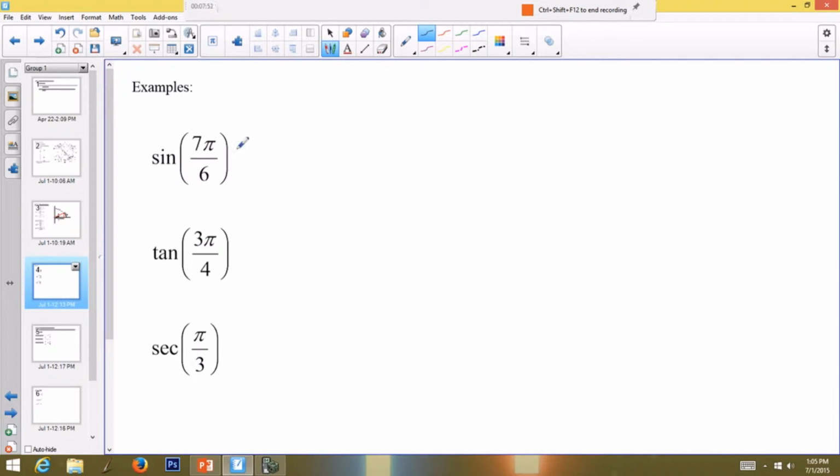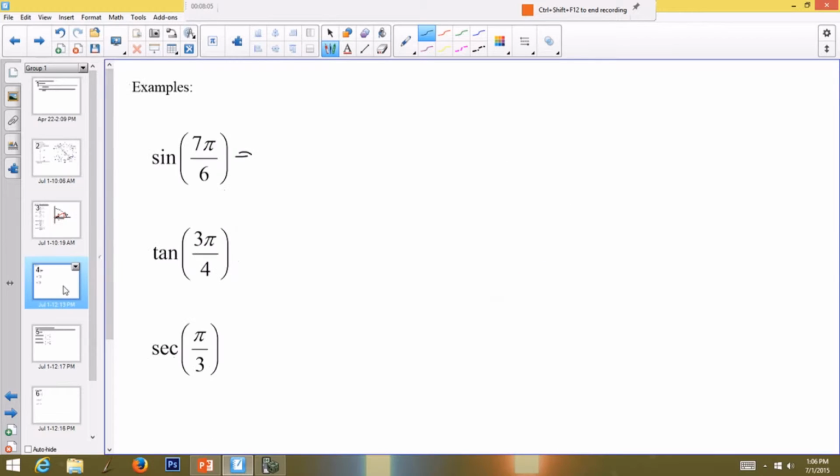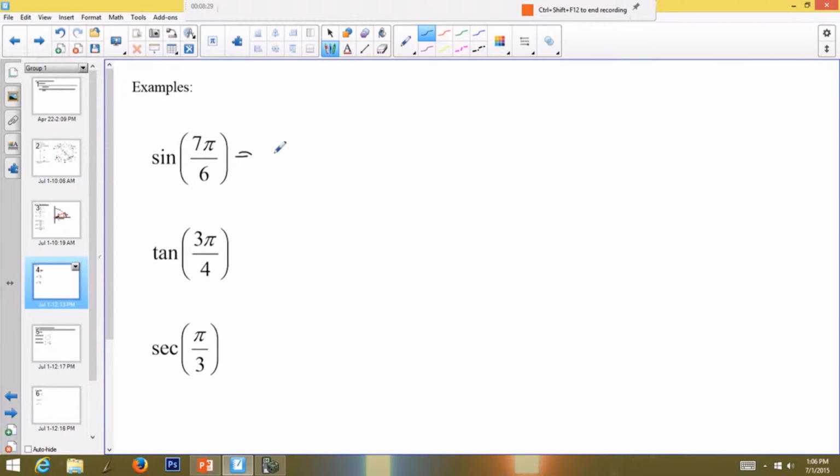So let's talk about this first example here. I'm trying to find the sine of 7 pi over 6. Now remember, on the last page, sine is the y value at this angle measure. So visualizing that, you should say, all right, where is 7 pi over 6? I start at 0, I come over to here, and here's 7 pi over 6. What the unit circle allows us to do is we said that the sine was the y value. Well, the y value is right there. So I can say that the sine of 7 pi over 6 is this y value. So I'm just going to plug it in and say it's negative 1/2.